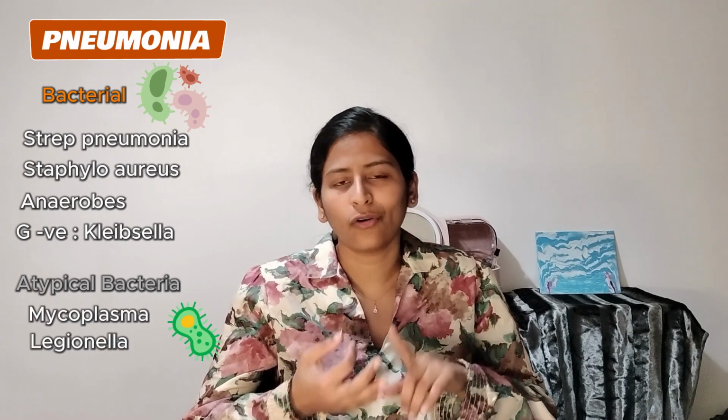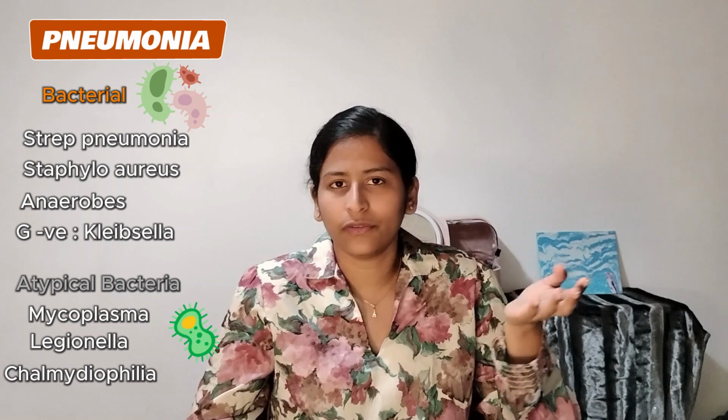Going back to pneumonia, let's continue our discussion. So what are the organisms that cause pneumonia? The most common are bacterial. For example, Streptococcus pneumoniae, Staphylococcus aureus, anaerobic bacteria, and gram-negative bacteria, for example, Klebsiella. The other is atypical bacteria, which are Mycoplasma and Legionella. Also some Chlamydophila, which is not very common.